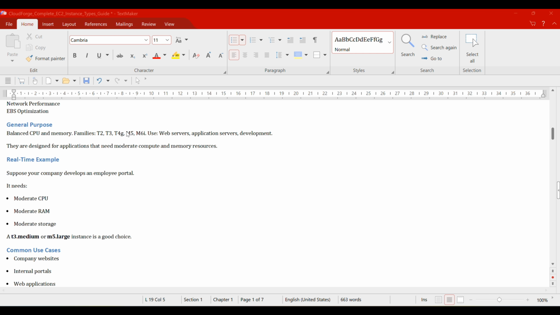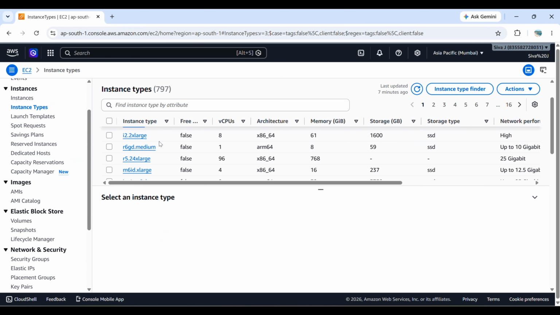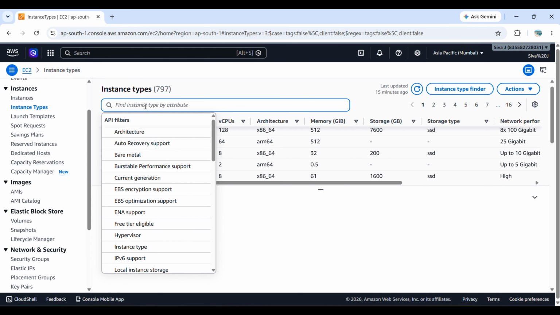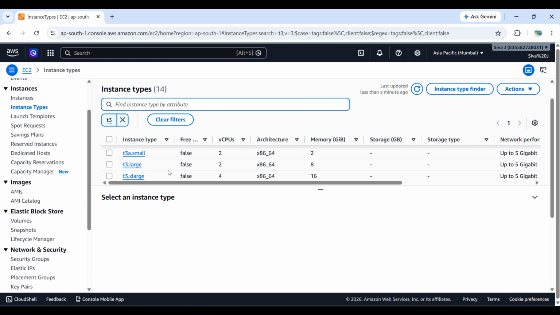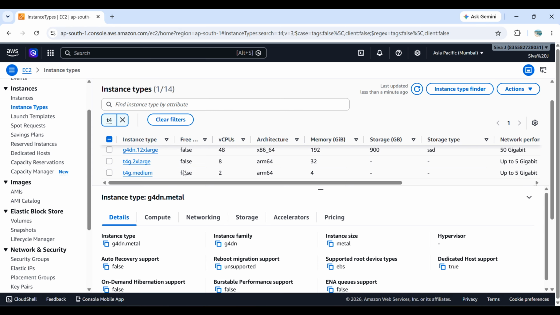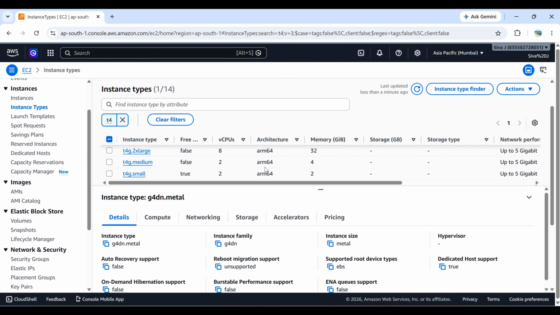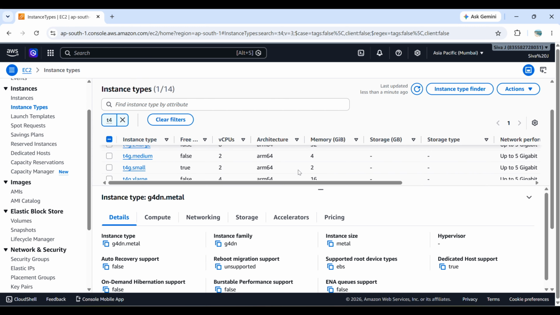In the same way, the general purpose instances are T2, T3, T4, and M5, and others. When you look in the console, these are the T3 and T4, which come under general purpose. You can see the CPU and memory are very low, like 2 CPUs and 4 GB, or 2 GB. So these are what we use for general purpose.